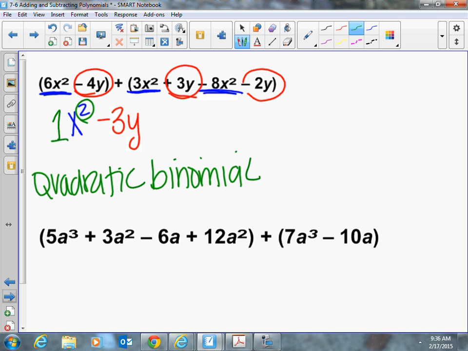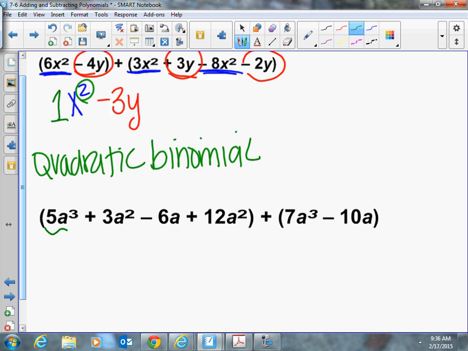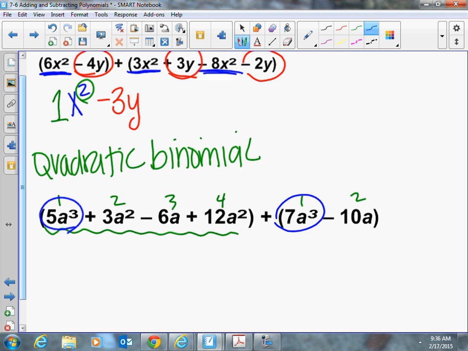All right. Next one, I've got this gigantic polynomial with how many terms? It's got 1, 2, 3, 4 terms in it. It's being added to this thing with 2 terms, so that's adding to a binomial. Let's combine all that together. Again, start with your largest exponent. I've got 5a cubed, and I'm scanning the problem for any other a cubeds. There's another one: 5a cubed plus 7a cubed gives us 12a cubed. So I'm done with those.